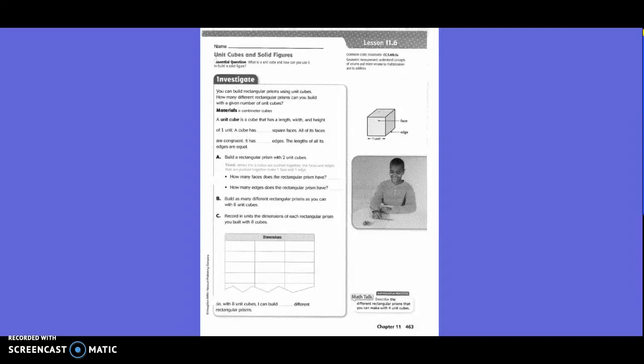Fifth grade, chapter 11, lesson 6. Unit cubes and solid figures. Investigate. You can build rectangular prisms using unit cubes. How many different rectangular prisms can you build with a given number of unit cubes?